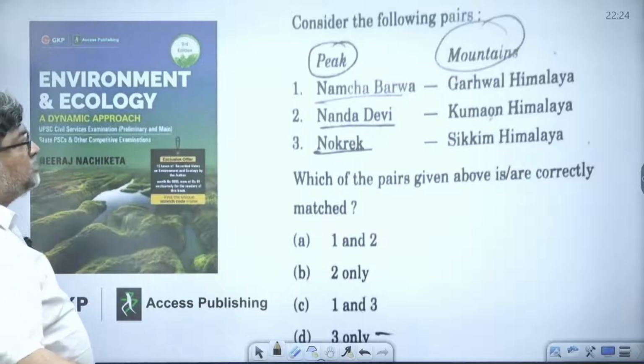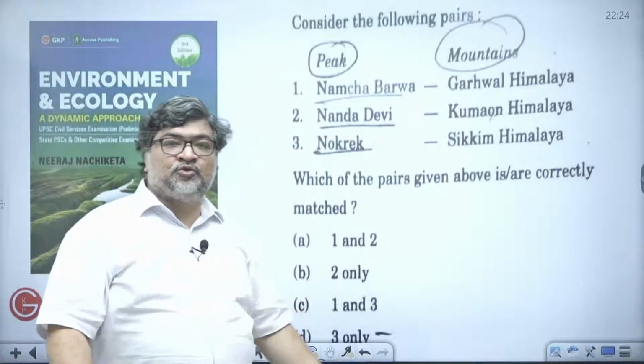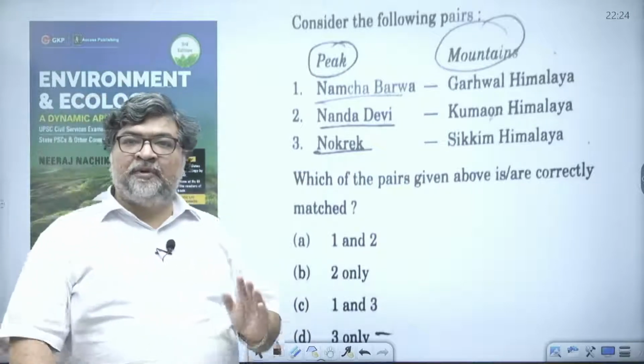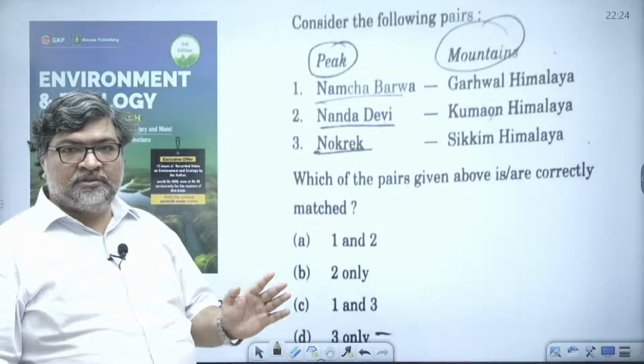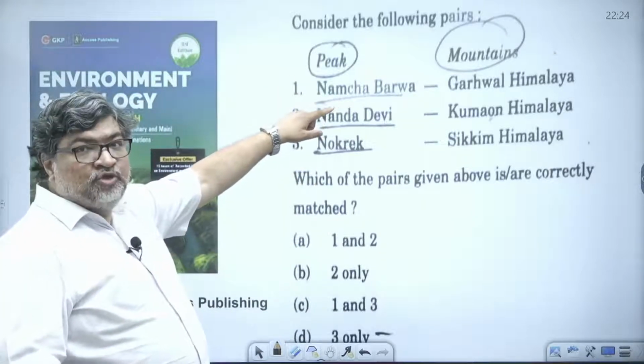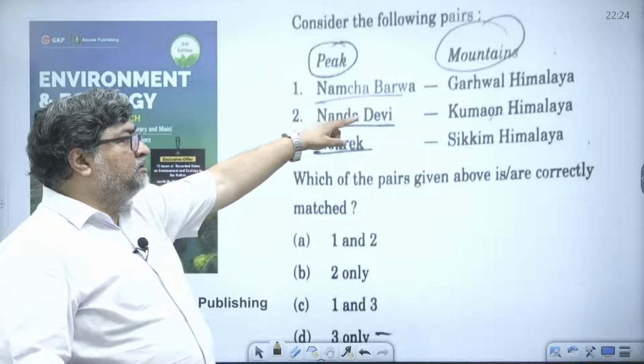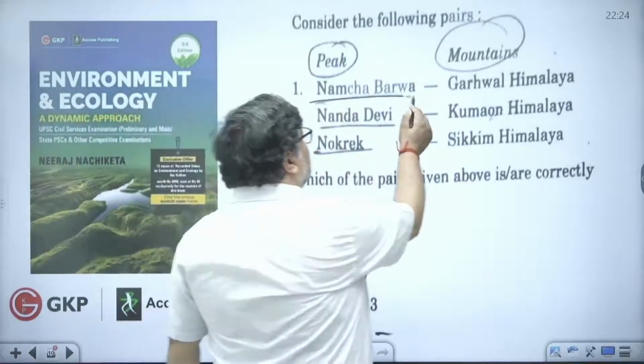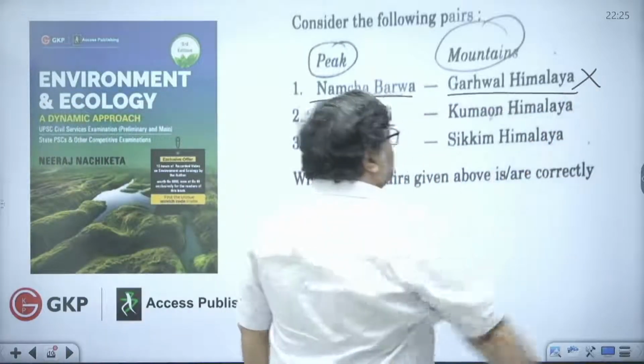Now coming to the next question. Now this is a map-based question. This is given in the book about biosphere reserves and the map-based question here. Let's look at the question here. Peaks and mountains, right? Biogeography. Namcha Barwa, Garhwal Himalaya. Namcha Barwa, Garhwal Himalaya is wrong. Garhwal Himalaya is in Uttarakhand.